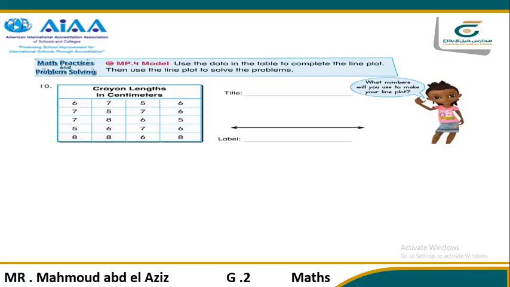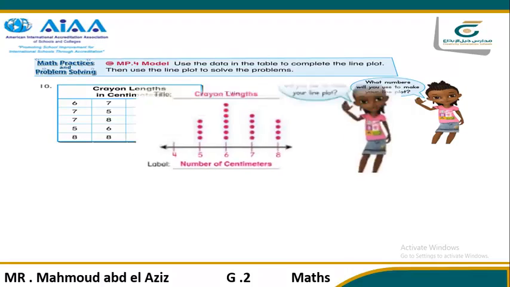So, dear students, here is another question. Use the data in the table to complete the line plot. Then, use the line plot to solve the problems. Here we have the lengths of crayons in centimeters. We have 6, 7, 7, 5, 8, and other numbers here. So you want to use a number line to put your dots on the line plot.